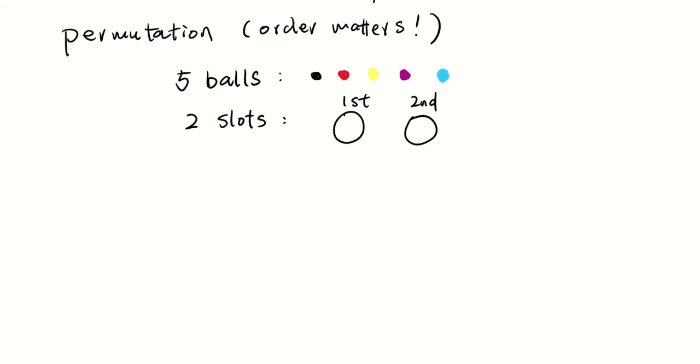So for the first slot, there will be 5 choices. So 5 ways for the first slot. After the first slot is filled, for the second slot, you only have 4 choices. So by the multiplication counting rule, the total number of ways of filling those 2 slots with 5 balls will be 5 times 4, which is 20 ways.